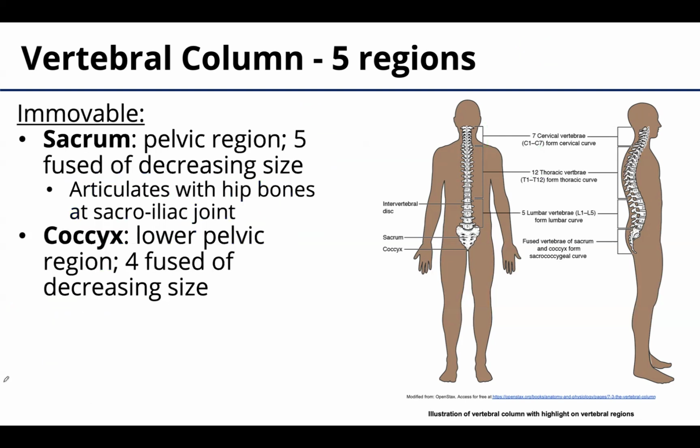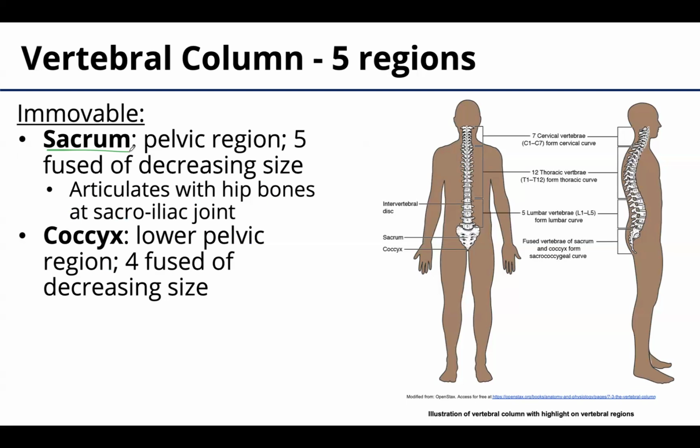All right, let's move to the immovable vertebrae. But these are still considered to be part of the vertebral column. These are often referred to by their bony name, so what the bone is from the fused vertebrae. So for example, the sacrum is a bone, and it is going to be composed of 5 fused sacral vertebrae.